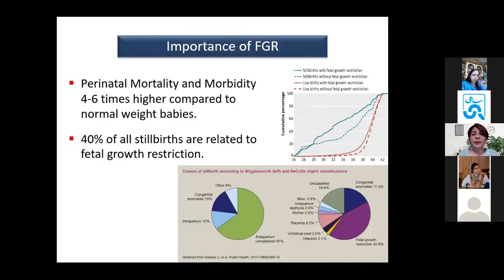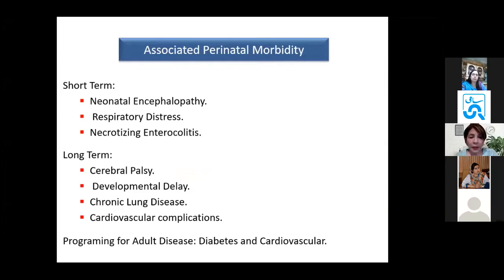In terms of morbidity, there are both short and long-term morbidities associated with this condition, mainly because of premature delivery, respiratory distress syndrome, neonatal encephalopathy, and necrotizing enterocolitis. In terms of long-term sequelae, there are cerebral palsy, developmental delay, chronic lung disease, and cardiovascular complications. We are all aware that this disease has a programming effect on adult life also.